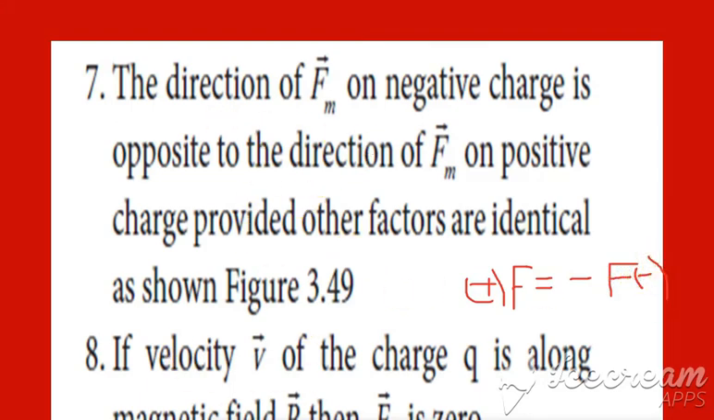Next, when V is along the magnetic field, so V and the magnetic field are in the same direction, then the value of F will be equal to 0. So these are all about the Lorentz force and the properties on which the force depends.